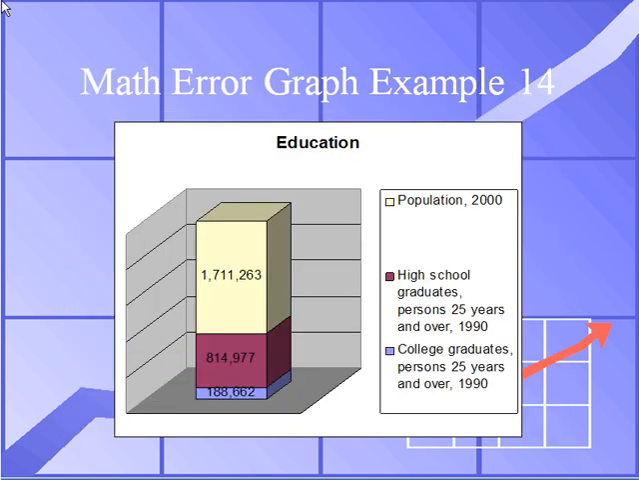This one has a big math error in it. The author of this graph told me outside of class that he was amazed to see that only around 10% of Nebraskans had a college education. That didn't feel right to me, but looking at his graph at first glance it seemed correct. 188,000 is just a little bit over 10% of 1,700,000. But where did he go wrong?